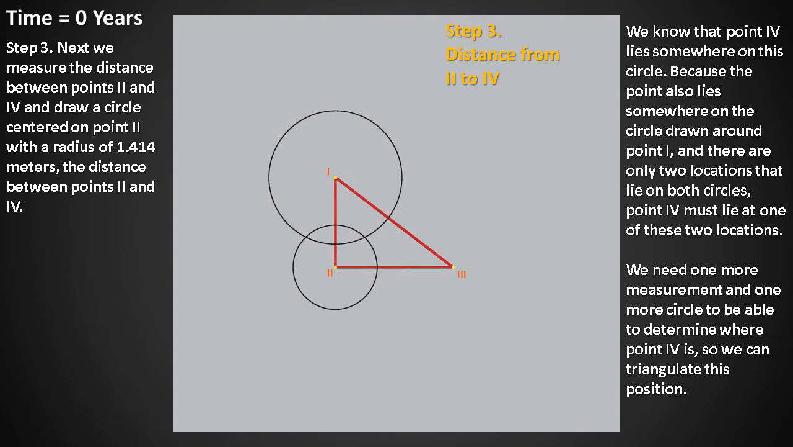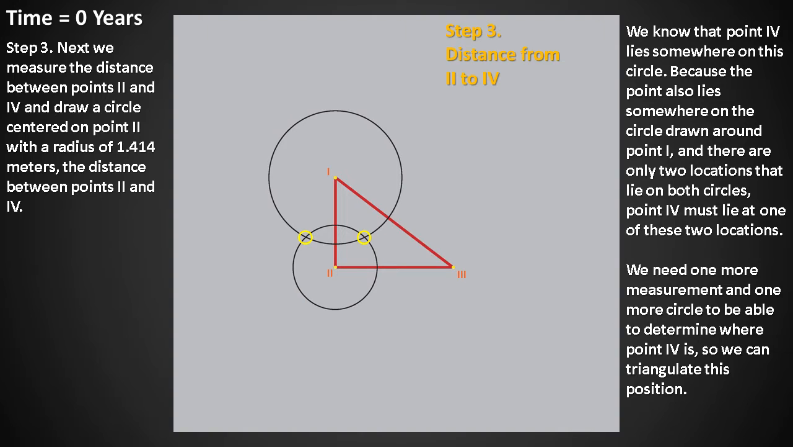Step 3. Next, we measure the distance between points 2 and 4 and draw a circle centered on point 2 with a radius of 1.414 meters, the distance between points 2 and 4. We know that point 4 lies somewhere on this circle. Because the point also lies somewhere on the circle drawn around point 1, and there are only 2 locations that lie on both circles, point 4 must lie at one of these 2 locations.